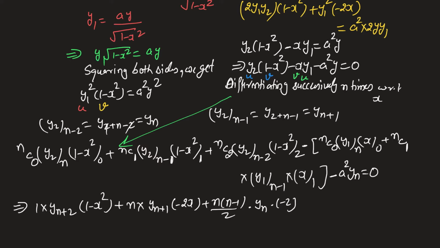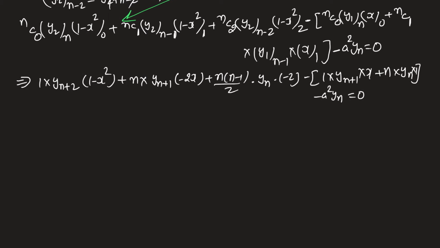Minus nC0 is 1, yn plus 1 into x, plus n, this will be yn, and first order derivative is 1, minus a square yn equal to 0. Now we will collect the like terms: yn plus 1, yn plus 1, yn, yn, yn. We will be collecting them. Before that, cancel it out. 2 to 2 will cancel out.